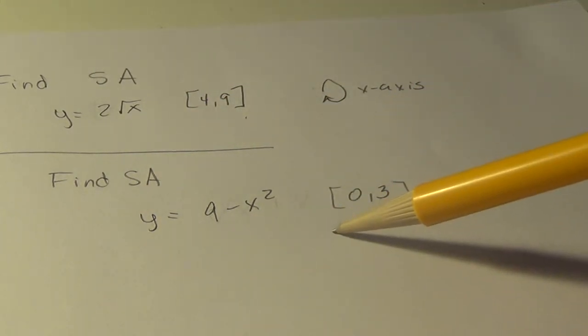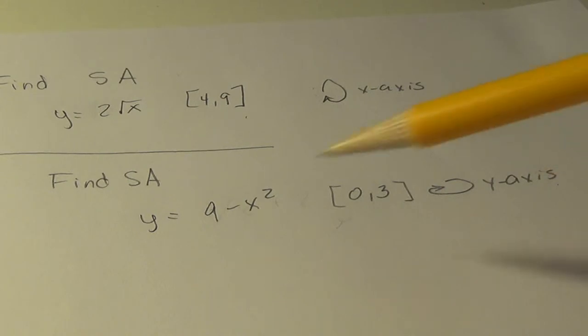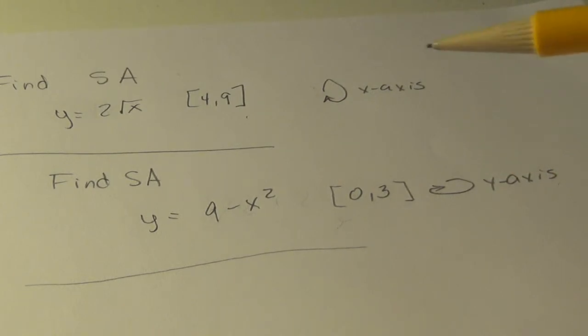And here is the surface area of 9 minus x squared when you revolve that between 0 and 3 around the y-axis. We observe what the surface area is from that. So set these up like I have trained you and bring those with you on Friday.